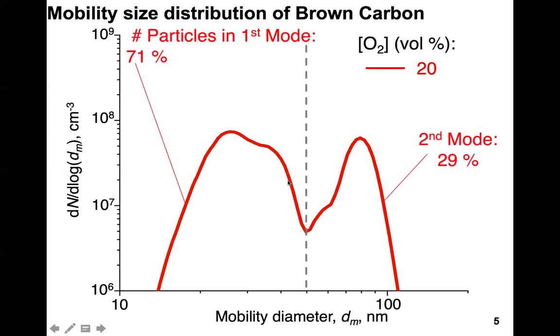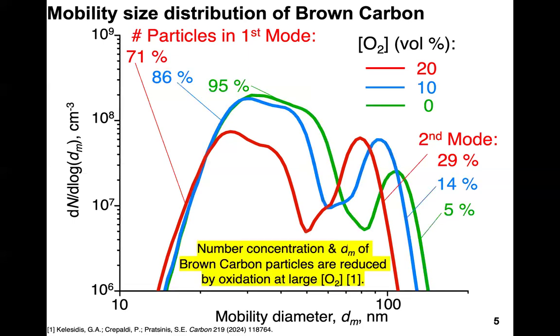The first mode contains particles with a mean diameter of about 30 nanometers, while the second mode contains particles with a mean diameter of about 80 nanometers. And about 70% of all brown carbon particles are located in the first mode of this size distribution. Now, we also obtained the mobility size distribution for brown carbon particles emitted from pinewood combustion with nitrogen containing 10% of oxygen and even 0% of oxygen.